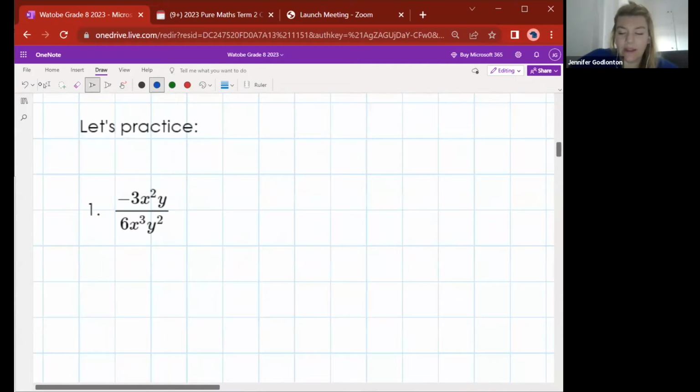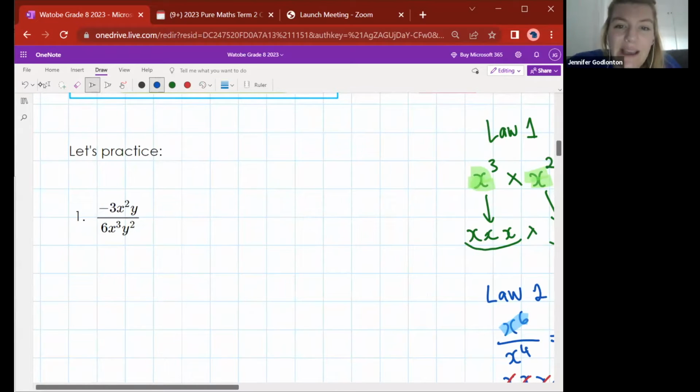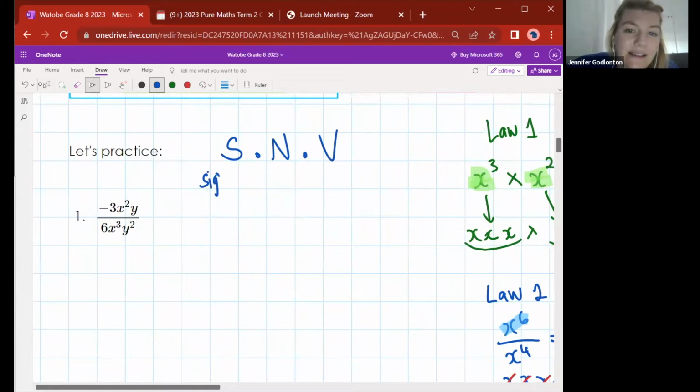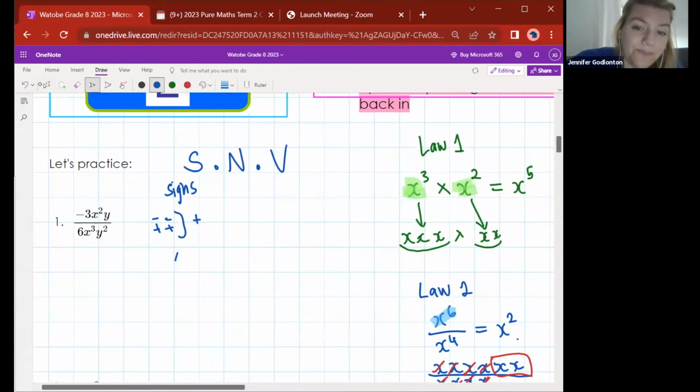Okay. Now, as you're working through this, for those of you who are new, this might be the first time that you hear these three letters. I'm going to write out very carefully what they mean. We are going to focus on S, N, V. Signs: if they are both the same, then our answer is going to be positive, and if they are different, then our answer is going to be negative. So signs is the first thing we care about.